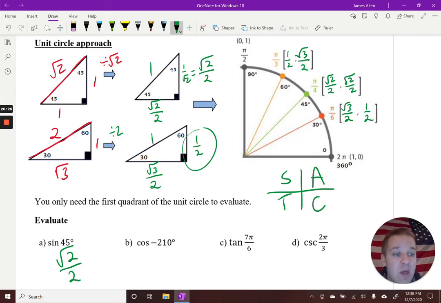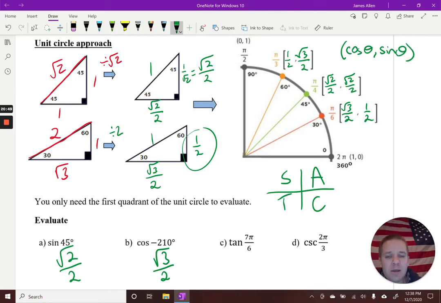Cosine of negative 210. That's a 30-degree reference angle. Where is it located, though? We'll think about that in a sec. So if it's a 30-degree reference, what's my cosine? It is root 3 divided by 2, right? Cosine, comma, sine. You may want to even write that down. Cosine of theta, comma, sine of theta.